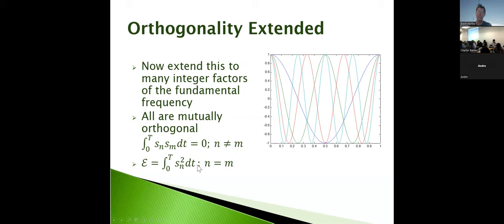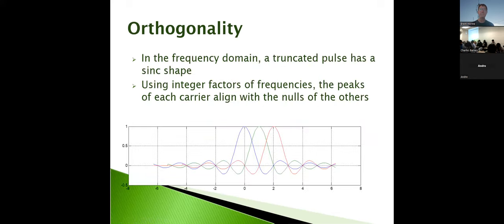But if they are the same, then it's basically going to be that particular symbol squared. And we know that's our energy when we take that signal, square it, and integrate over T, zero to T. That's what we call the energy of the symbol, right? So in the frequency domain, these truncated pulses are going to look like these sine X over X shapes. I just drew one here at zero. Frequencies are nominal here, right? The carrier frequency might be at 100 megahertz or something like that.